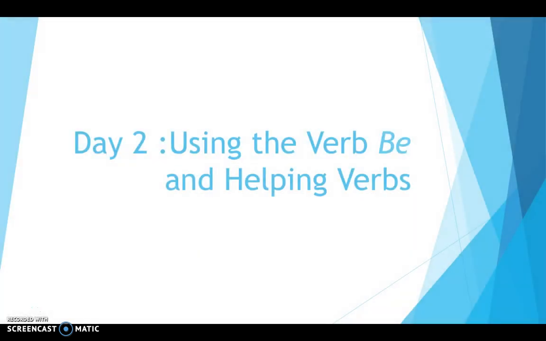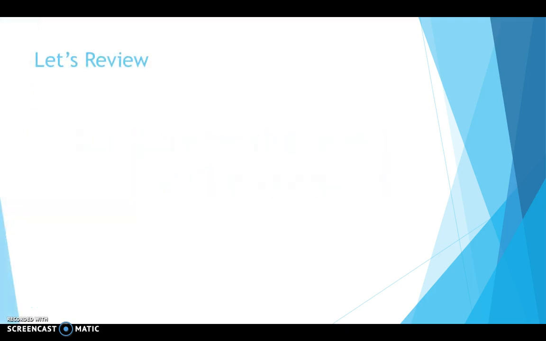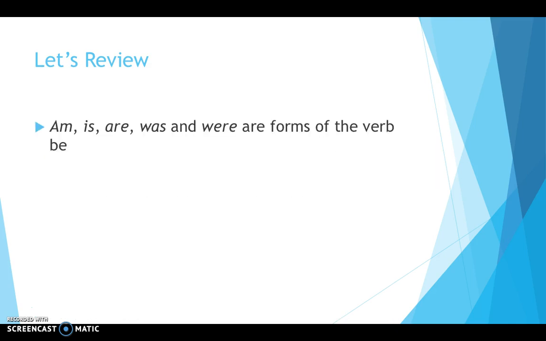Okay, get your brains on and ready. We're going to be talking about using the verb be and helping verbs. First, let's review. Am, is, are, was, and were are forms of the verb be.